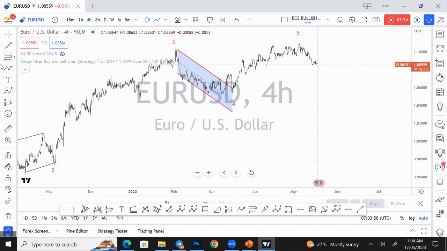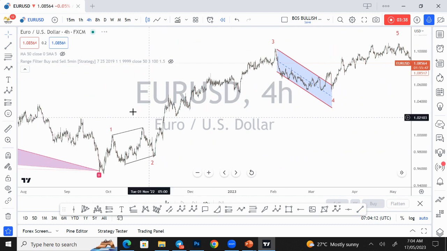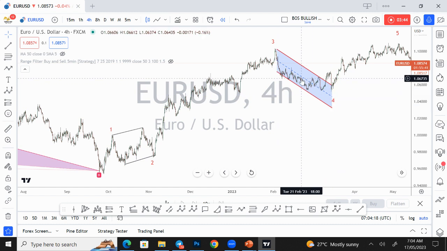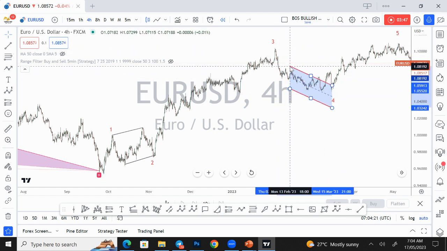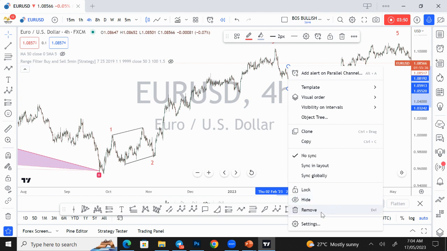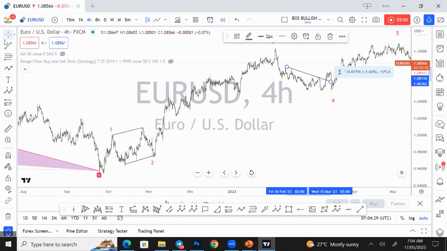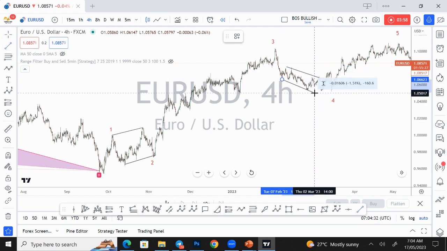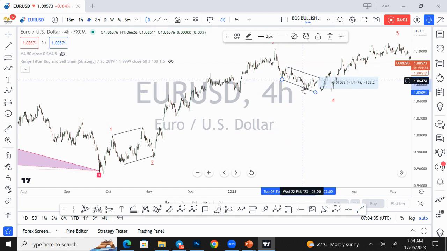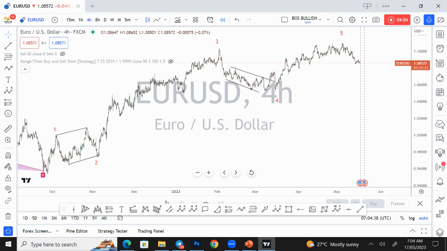Now, it can also come as okay. So the reason why I'm not using this one also as a flat correction is that we had a flat correction over here. We had a flat correction over here. So I'd rather go for this as a triangle formation, which then will be seen as this. So this is A, B, C, D, E as a triangle formation.